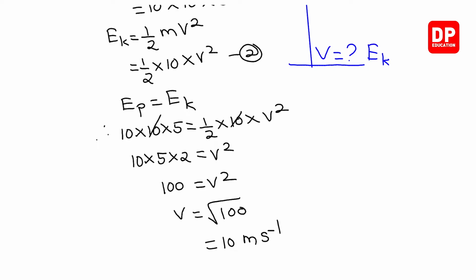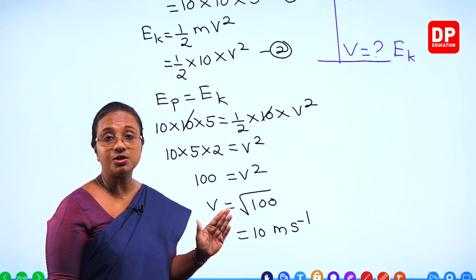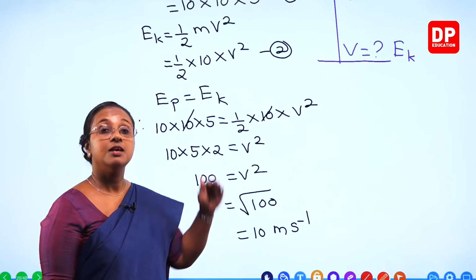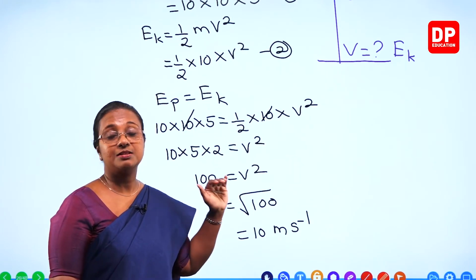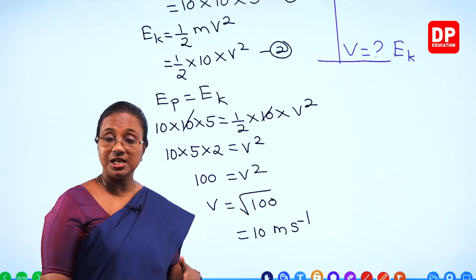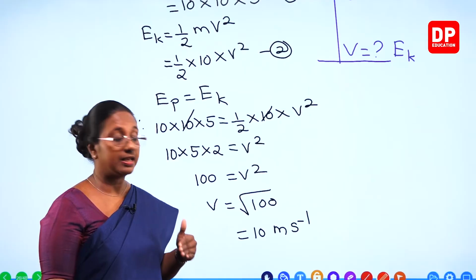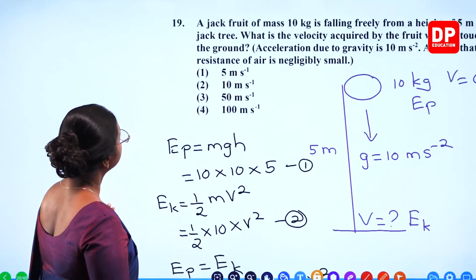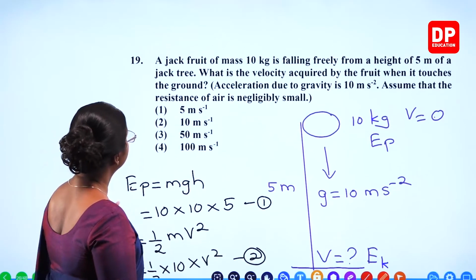So here you have to remember there is no energy loss. All the potential energy is converted to kinetic energy. When the fruit is at a height, it has potential energy. When it reaches the ground, all that potential energy is converted to kinetic energy. So, if we go up, here the answers are given to us.